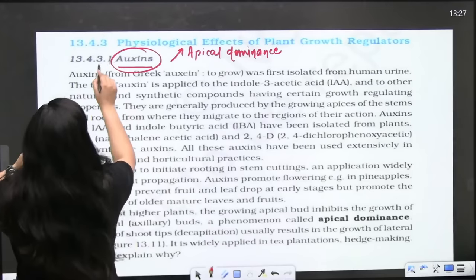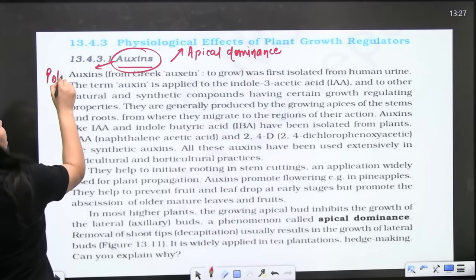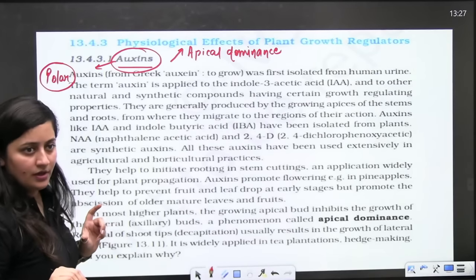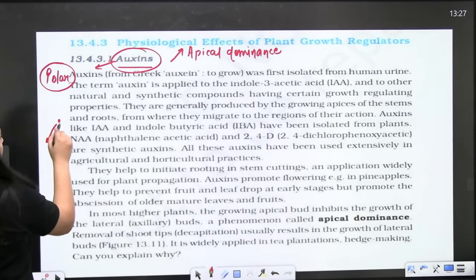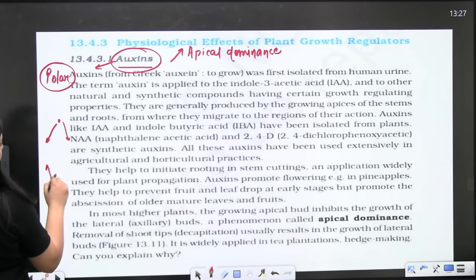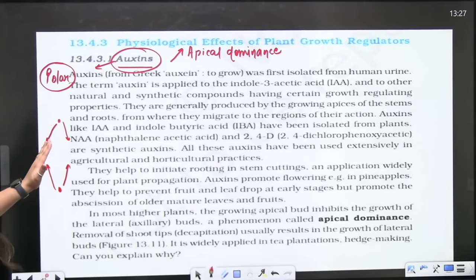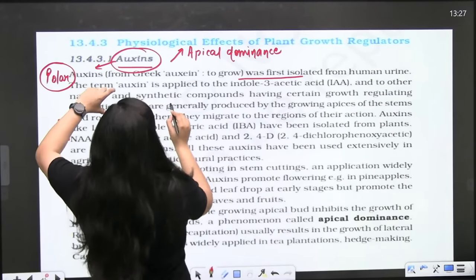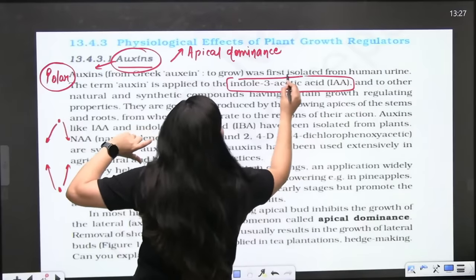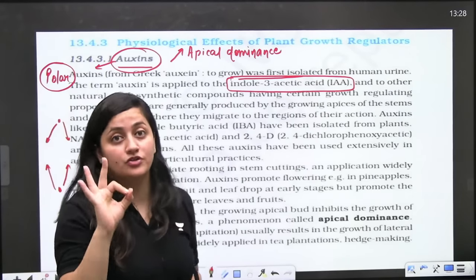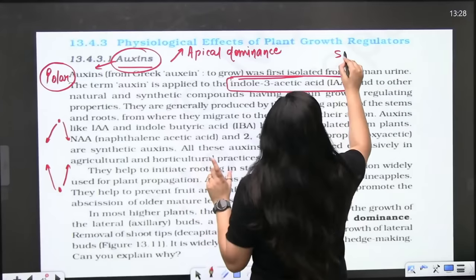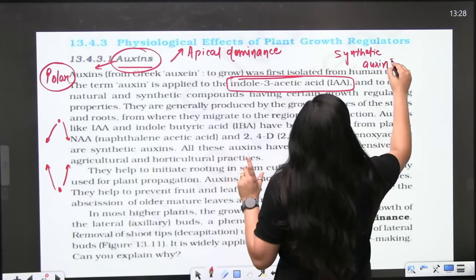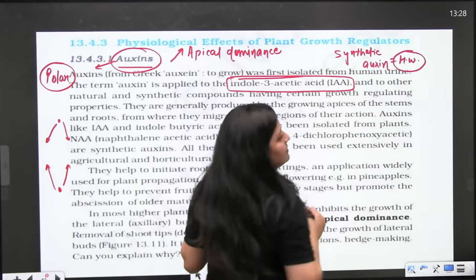Moreover, auxin is the only plant hormone which is polar. It shows polar transport, from the stem tip towards the root, and from the root tip towards the stem, like this. Auxin was first isolated from human urine, bachche. Auxin stands for indole 3 acetic acid, that is IAA, which is also a natural auxin. So your homework is to find out the name of a synthetic auxin. That is your homework. Important it is.